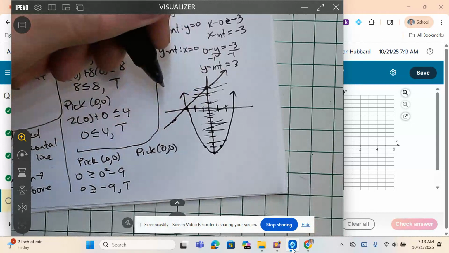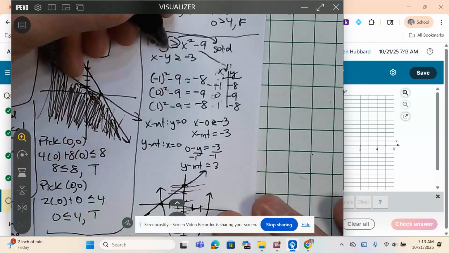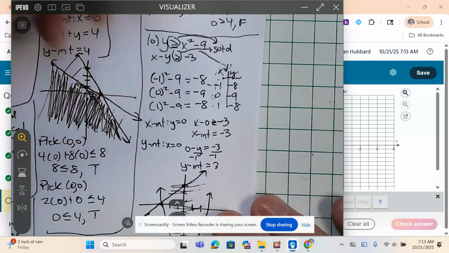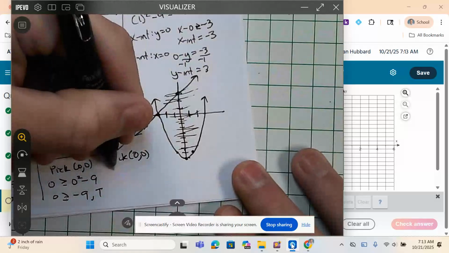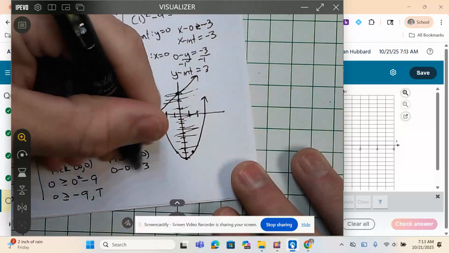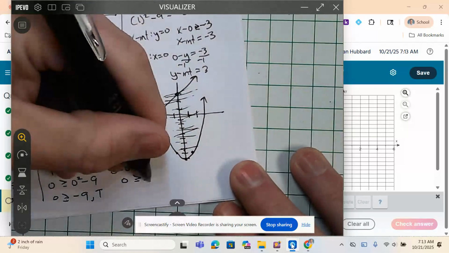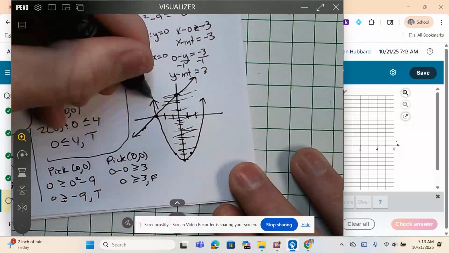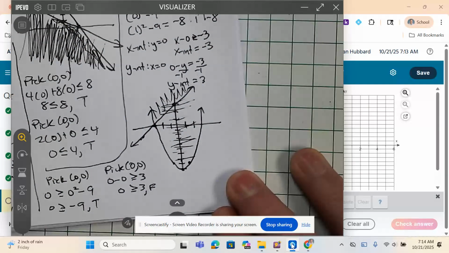Make sure I copy this down right. Yeah, they're both solid. Making sure I copied the problem down right. So they're both solid. Write that up there. And so I'm going to pick 0, 0. Is 0 minus 0 greater than or equal to 3? Is 0 greater than or equal to 3? It is not. This is false. So I'm going to shade away from 0, 0. So our answer is going to be up in that region.